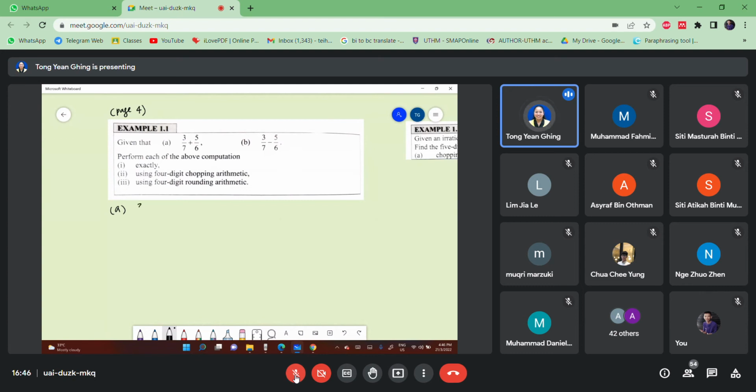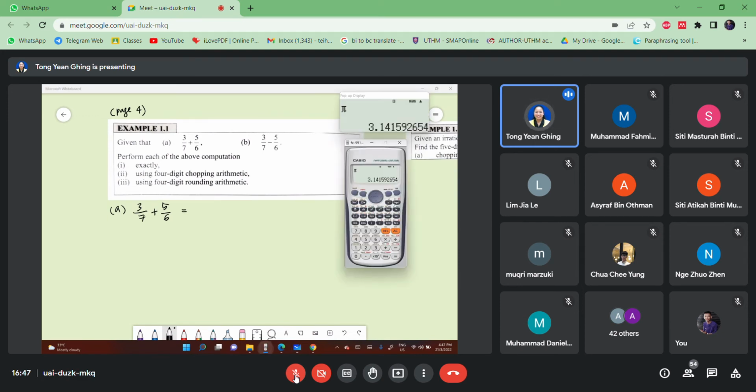Okay, 3/7 plus 5/6. Sama dengan. So this one we use calculator. Kalkulator tu paling besar lah. Boleh nampak kalkulator saya, paling besar. Saya tak boleh besarkan lagi. This is the maximum already.